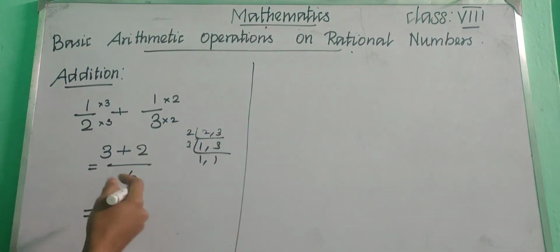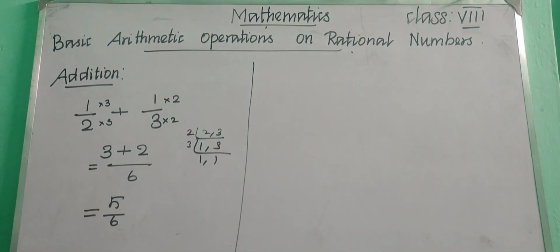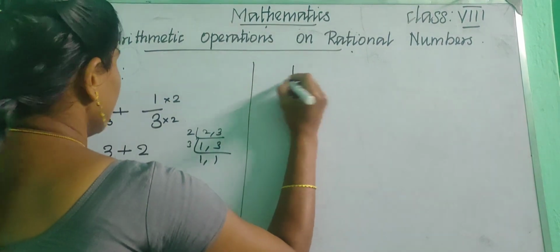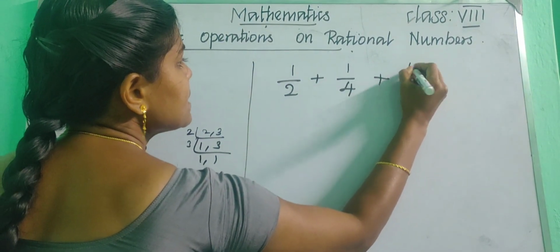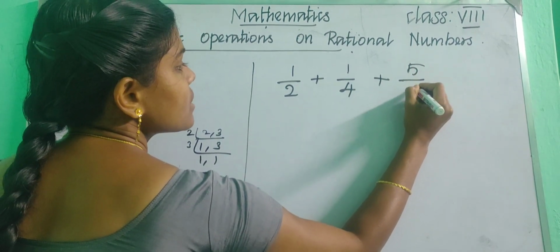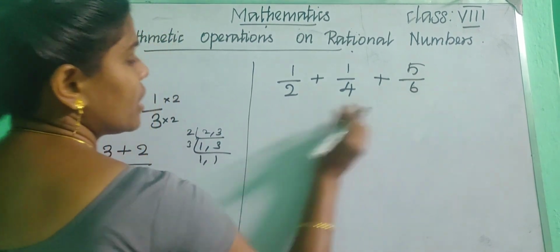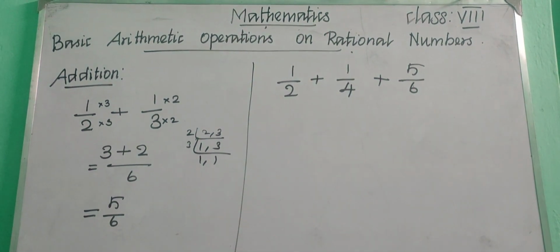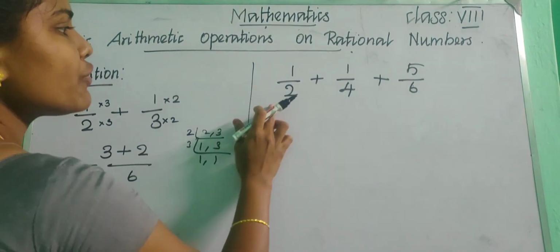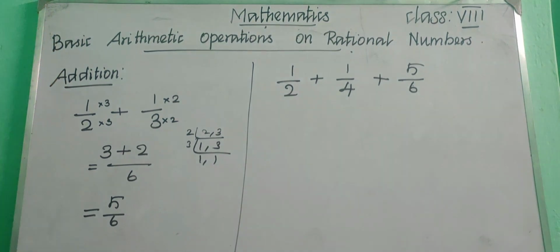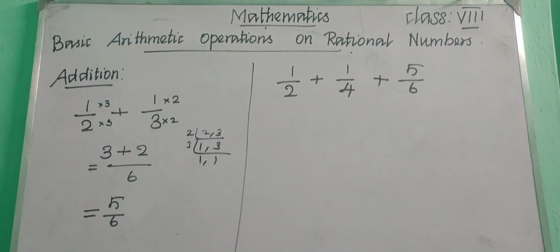Again, if you are having three rational numbers. Okay. So how will you add 3 rational numbers? 1 upon 2 plus 1 upon 4 plus 5 upon 6. Okay. So how will you add these 3 rational numbers? First of all, see the rational numbers. We are having different denominators, right? So different denominators means what we need to do? We need to take LCM or else we can do by cross multiplication method.